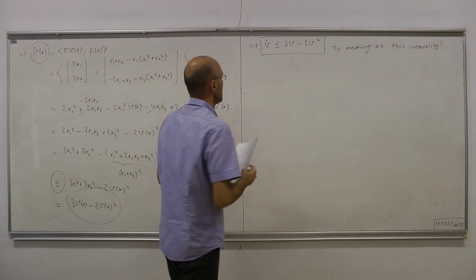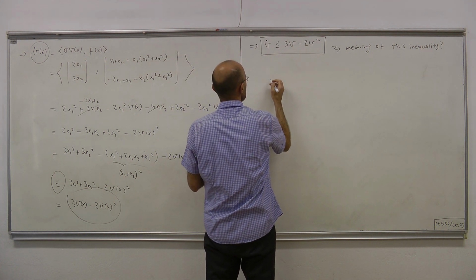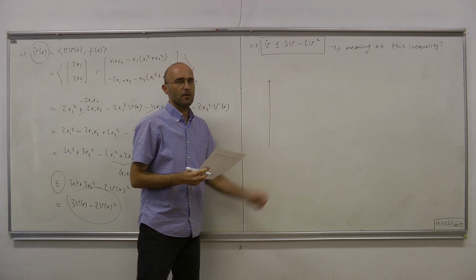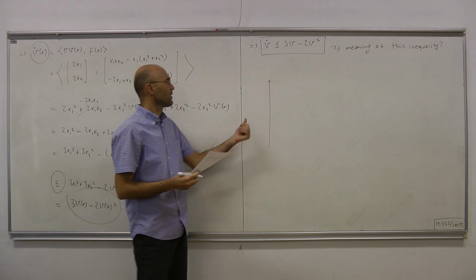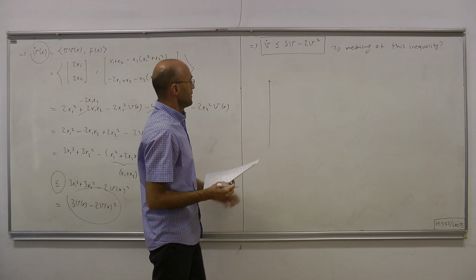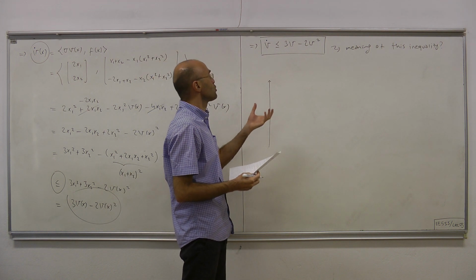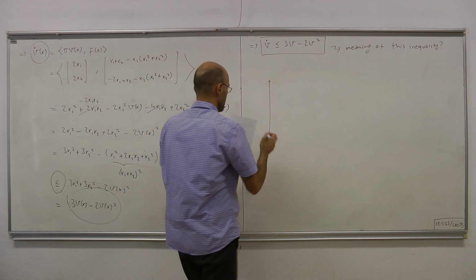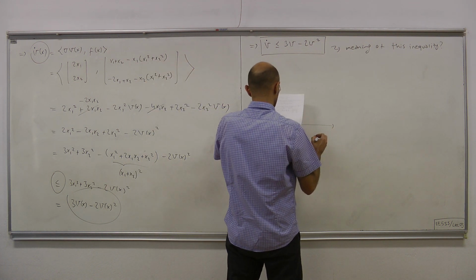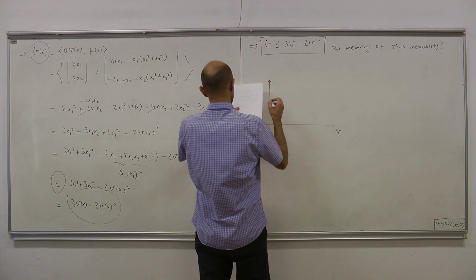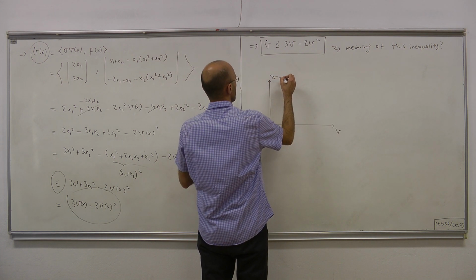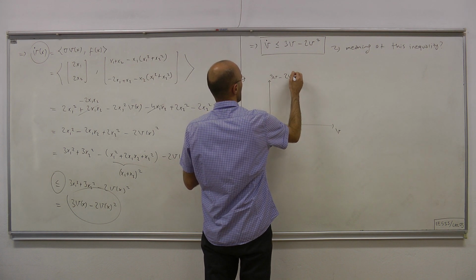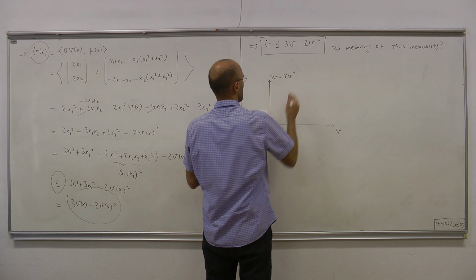Okay. For that, to visualize it better, let's visualize the function from v to 3v minus 2v squared. V versus 3v minus 2v squared. Okay.